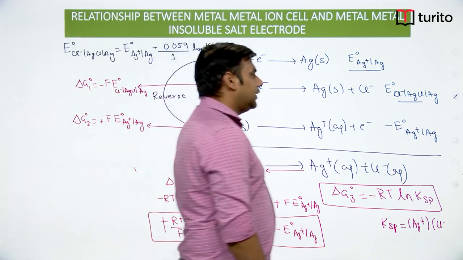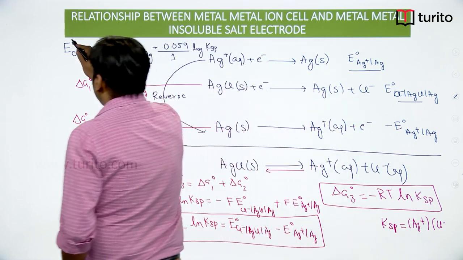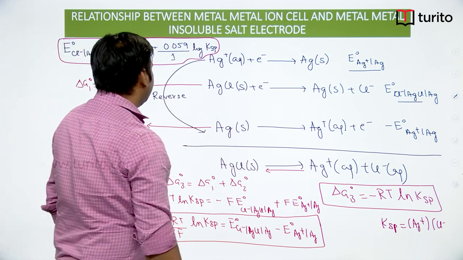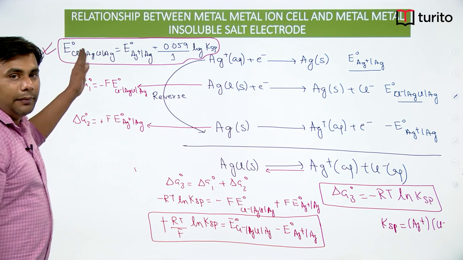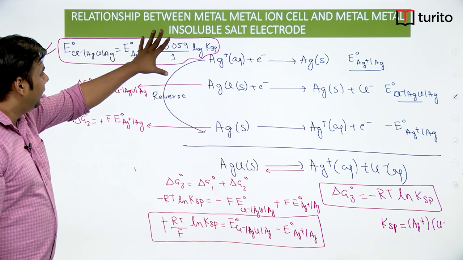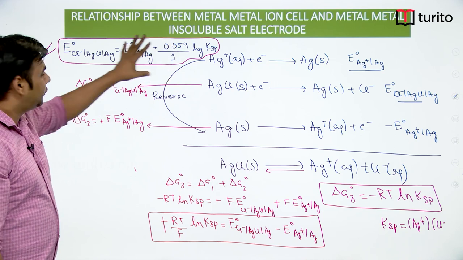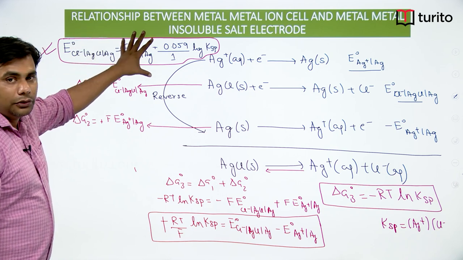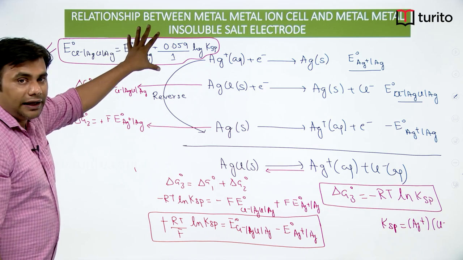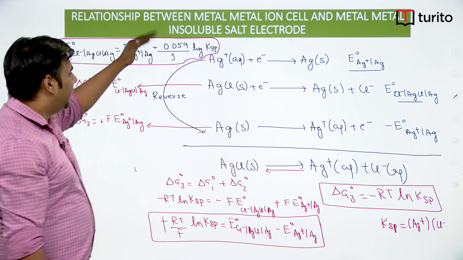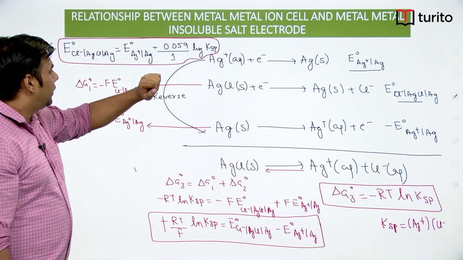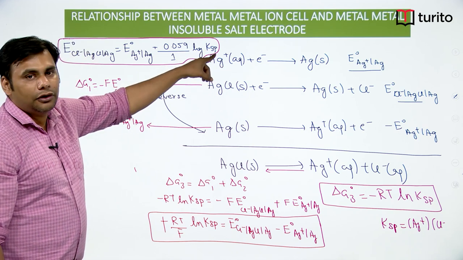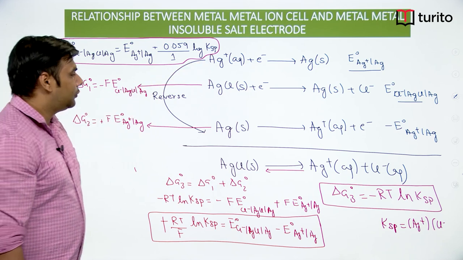Okay. So, this is the relationship between the EMF of a metal ion, insoluble salt and the metal ion electrode. Okay. So, the EMF reduction potential of the metal insoluble salt ion electrode is always equal to the E naught of the metal ion electrode plus 0.059 upon n. N is basically 1 because both the cells are losing 1 electron. Okay. So, n is 1 into log of Ksp. The insoluble salt which you are taking, Ksp of that insoluble salt. Okay. So, this is how you derive.